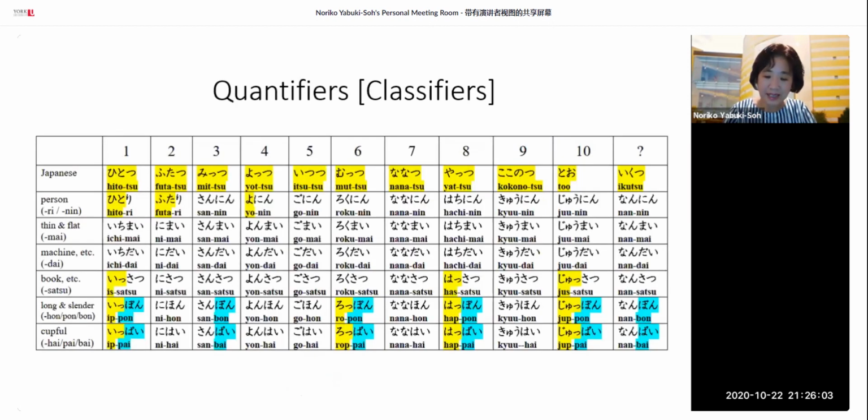So, this is a summary chart of the numeral that appears in the dialogues. And so the irregularities are highlighted in yellow for the number part, and the counter, the quantifier part, is highlighted in blue.